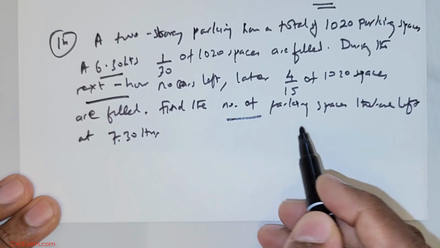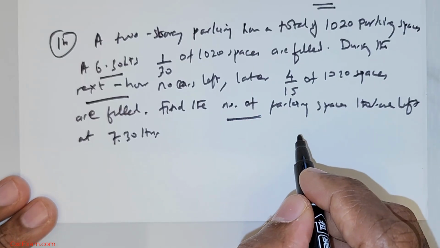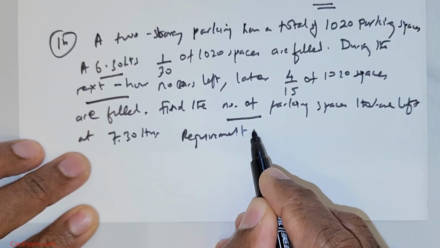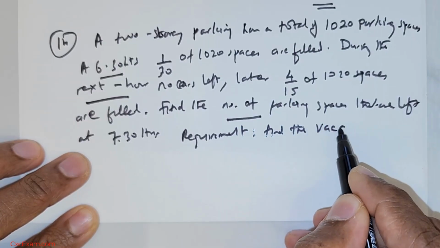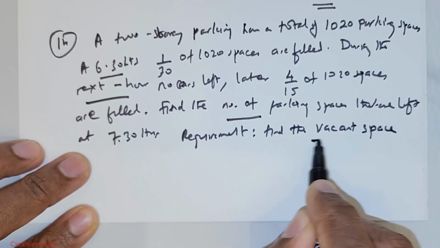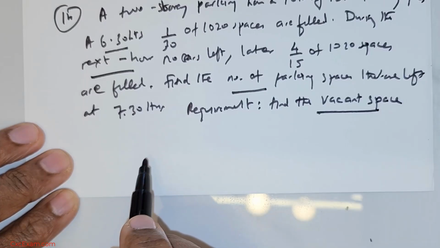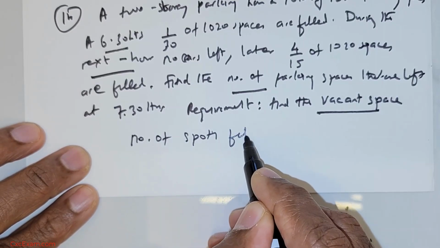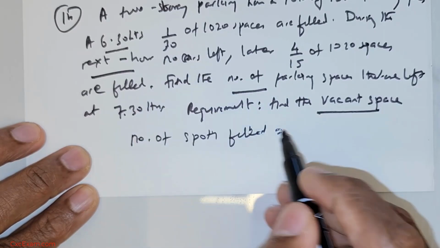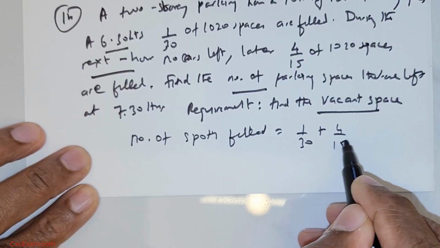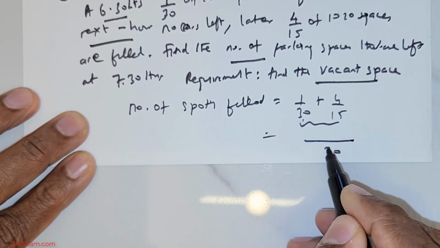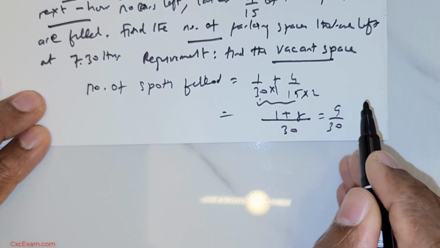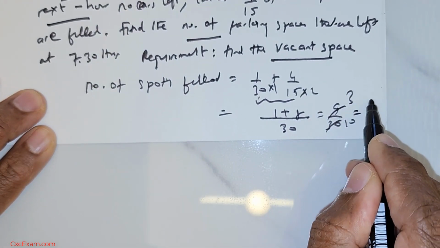The question says the number of parking spaces that are still to be filled. So what is the requirement? The requirement is to find the vacant space. So to get the requirement, find out the number of spots filled. Initially you have 1/30, then you have 4/15. The LCM of 30 and 15 is 30. 30 divides 30 once, 15 divides 30 twice, 4 times 2 is 8. You have 9/30. 3 divides 9 3 times, 3 divides 30 10 times, so you have 3/10.